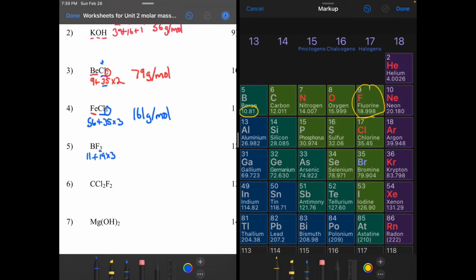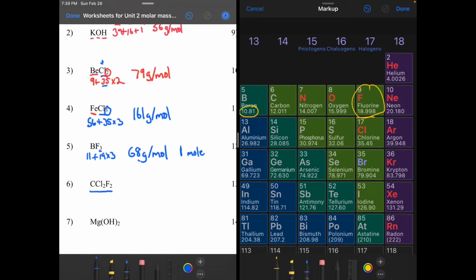So let's do it. This is going to be 11 plus 19 times 3. This is just simple math on a calculator, and that's going to give us 68 grams per mole. And what that means is that there are 68 grams in every 1 mole of boron trifluoride. That's what that is.